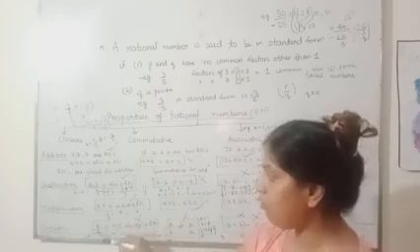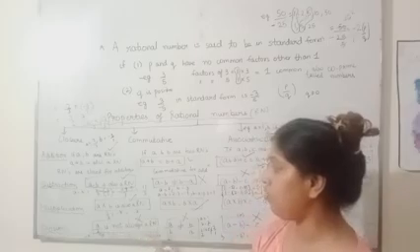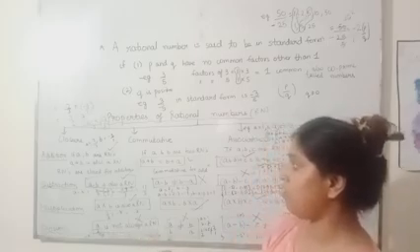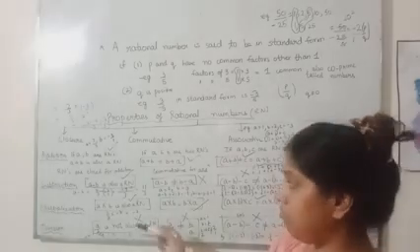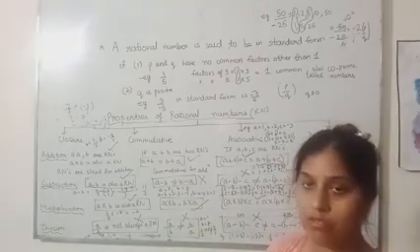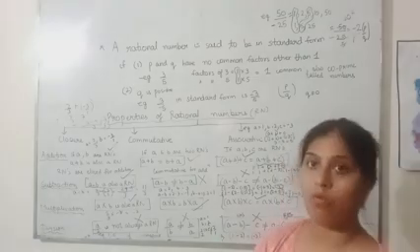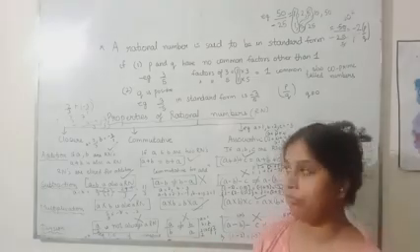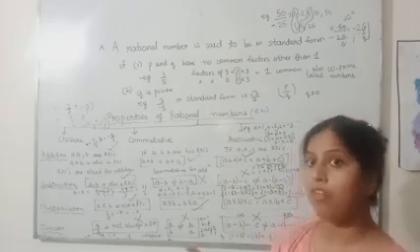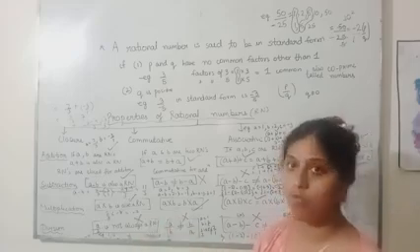So out of the two numbers, if one number is 0, then division is not possible. Rational numbers are not closed under division. So if the two numbers are non-zero, then division is closed. But if one of the numbers is 0, then you can say that rational numbers are not closed for division.